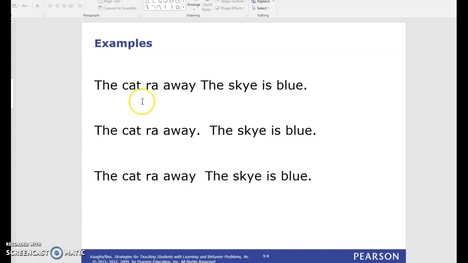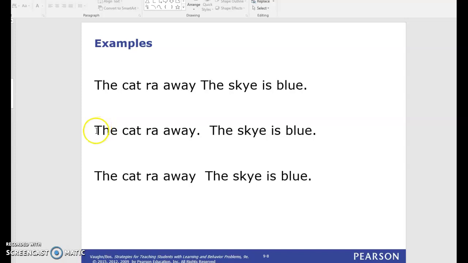All right, so for this first one right here, I want you to think about total words written. "The cat, raw, away, the sky is blue." All right, so I want you to kind of in your mind count how many, quote unquote, words they wrote, okay? All right, so the next one is correct writing sequences.